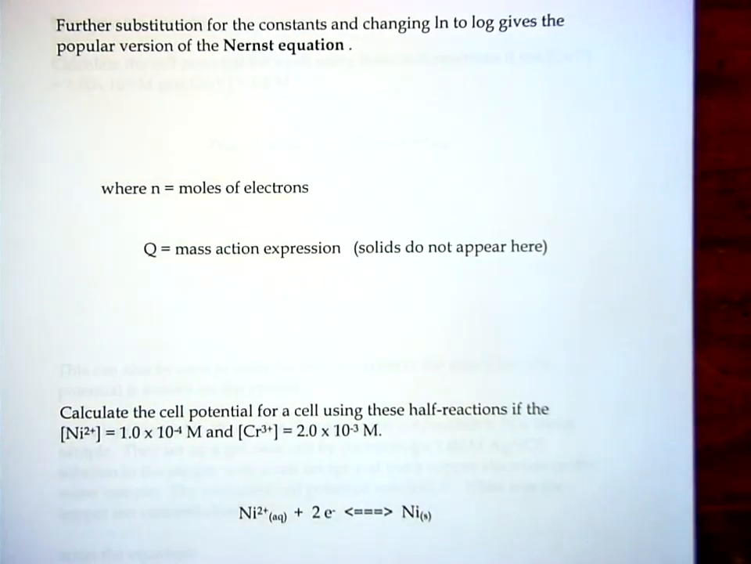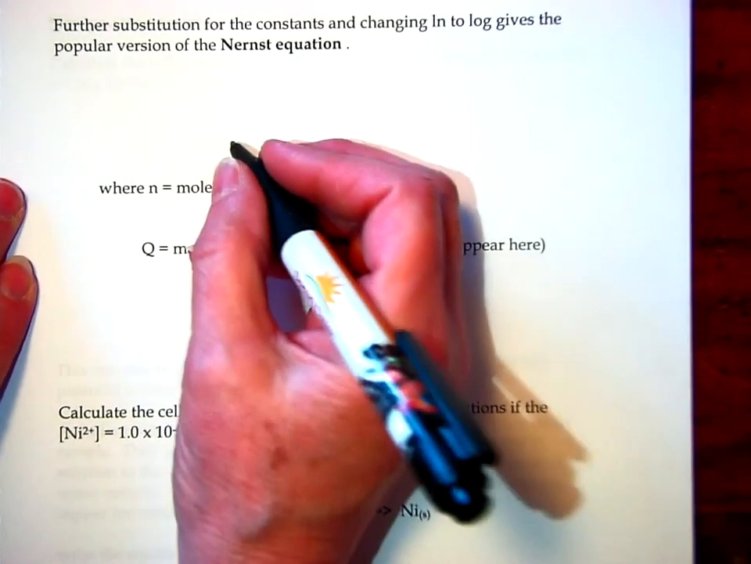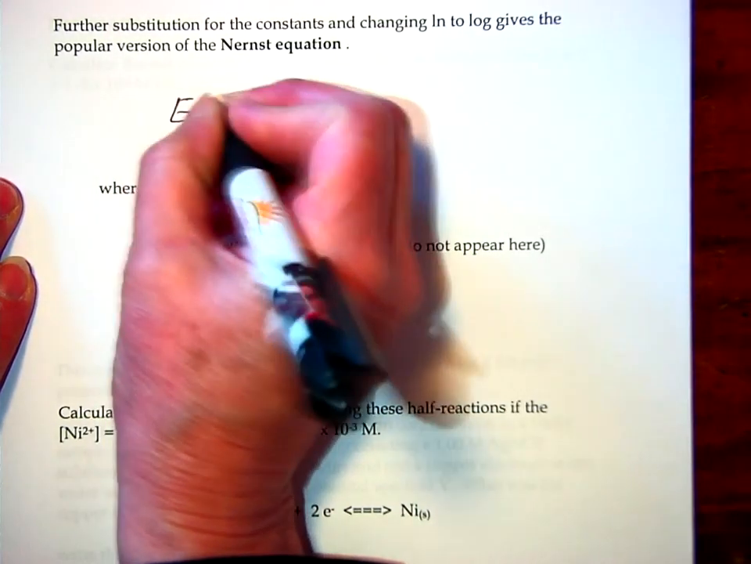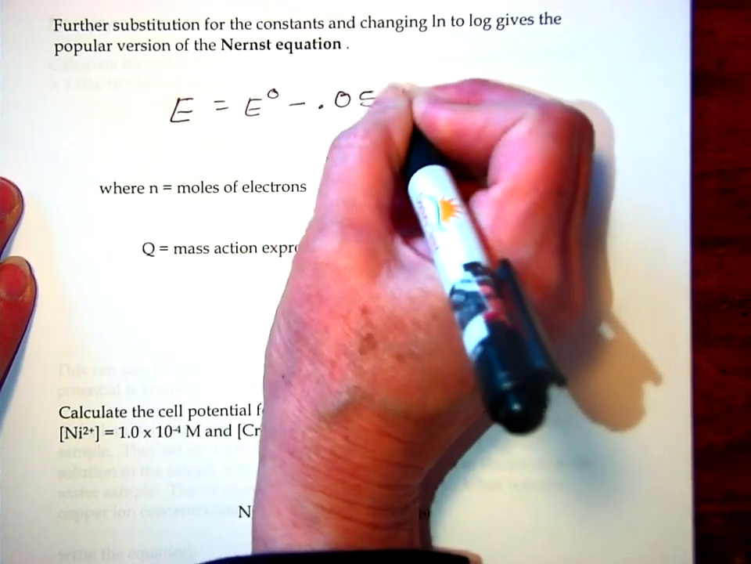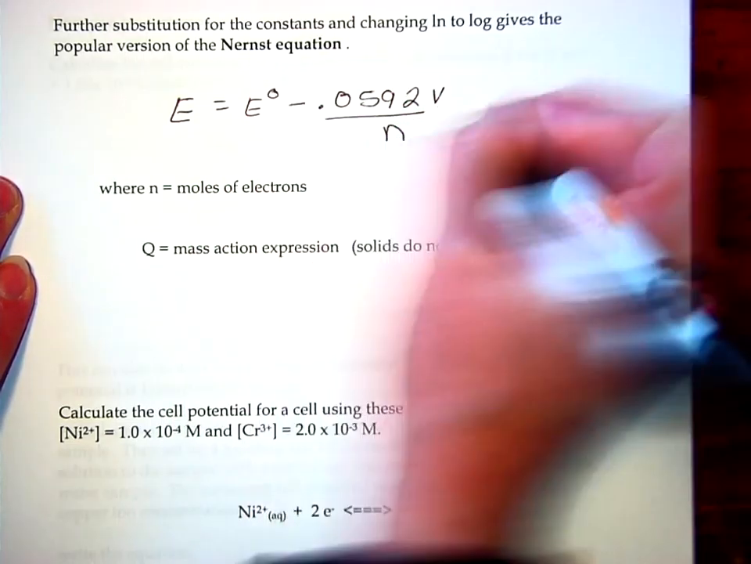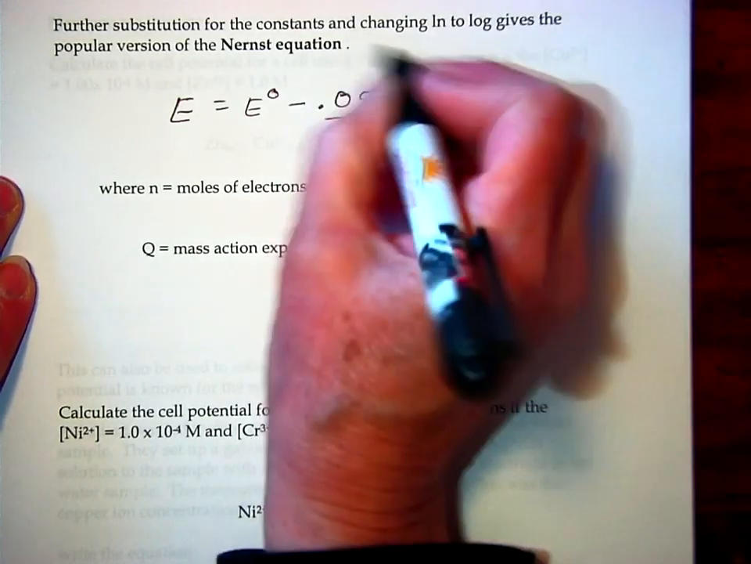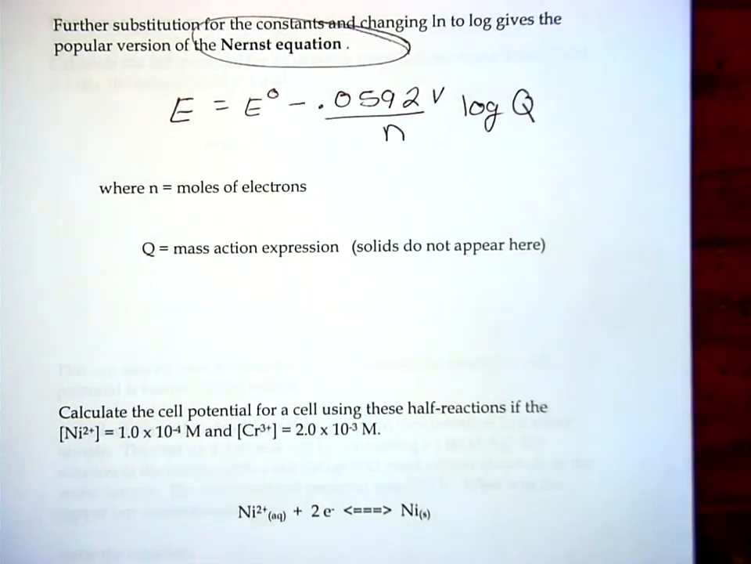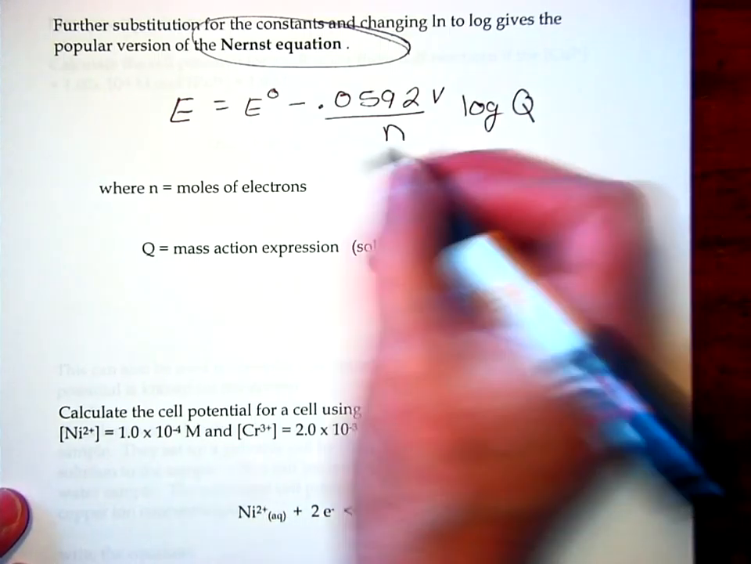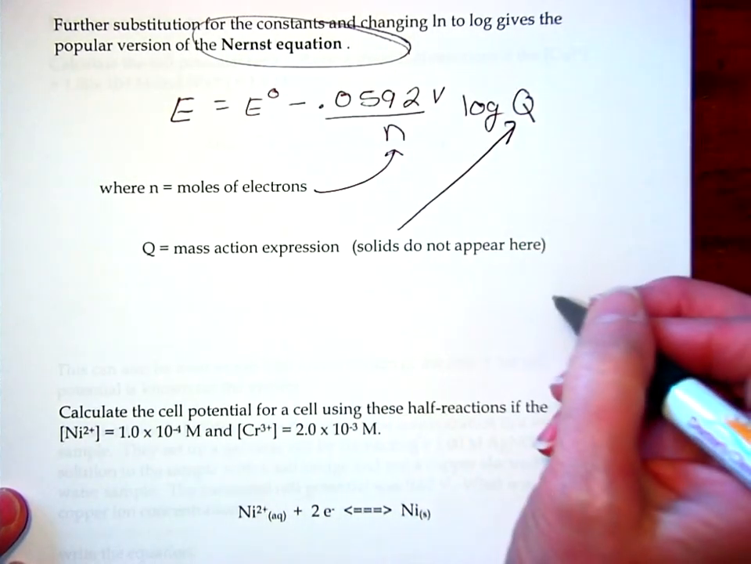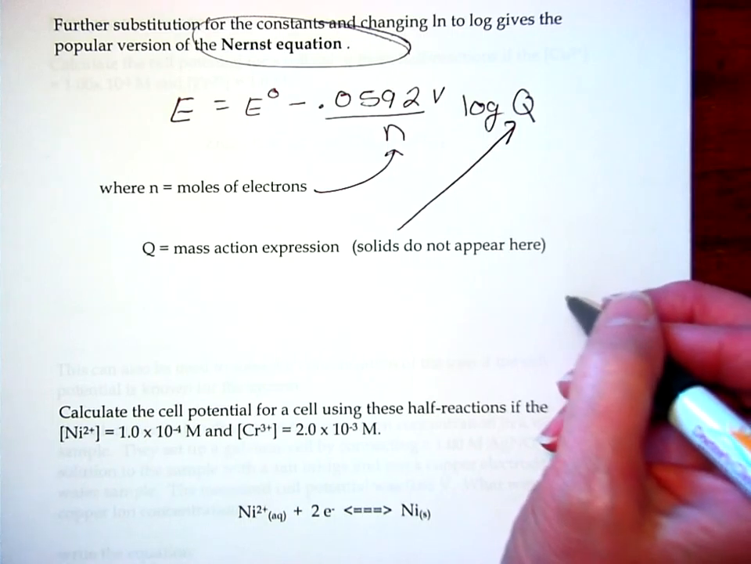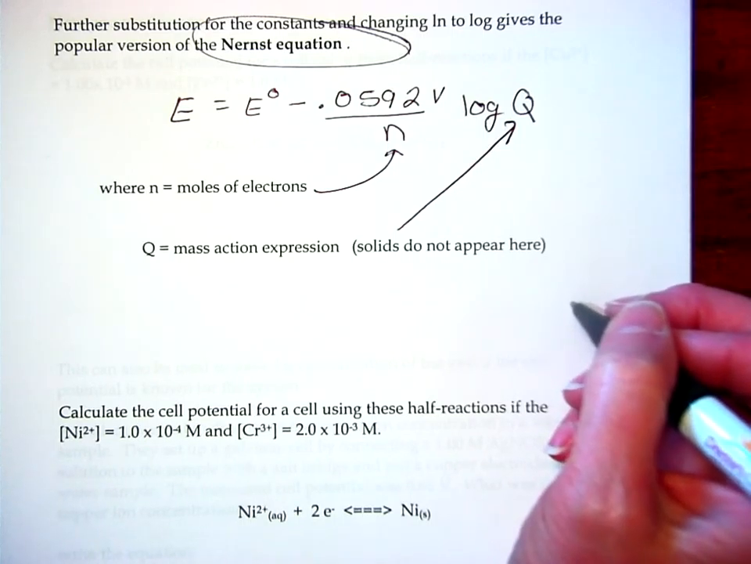So, if we continue to substitute in, we get this. E is equal to E0 minus 0.0592 volts divided by N times the log of Q, and this is well defined and known as the Nernst equation. So this allows us to calculate the voltage at any time. And remember, N is the number of moles of electrons, and Q is the mass action expression. And we've been working with the ion product Q ever since we started equilibria in Chapter 15. So let's see how we use this in an application.